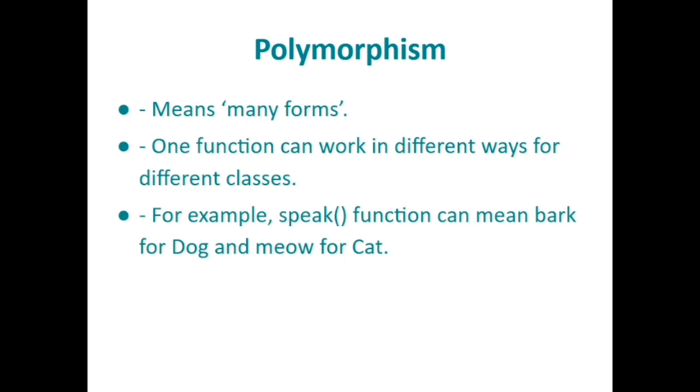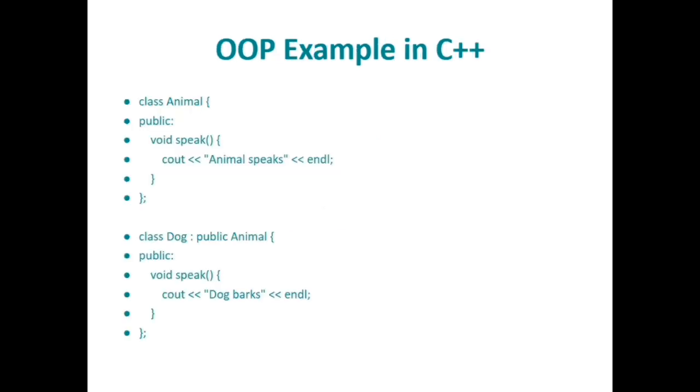If I give you an example in an easy way, polymorphism sounds fancy, but it's simple. It means the same function can work differently depending on the object. If you have a speak function for a dog, it might bark. For a cat, it might meow. One function, many forms, that is known as polymorphism. I hope you understand what polymorphism is.